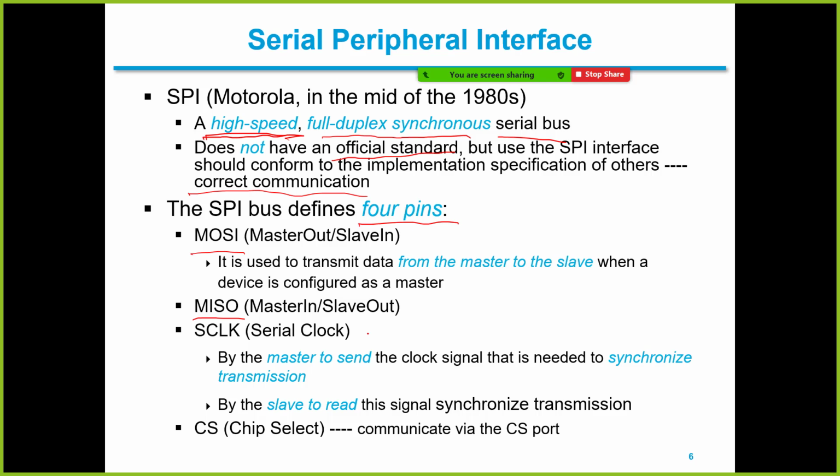It's transmitting data. And in order to let the master and slave work synchronously, we need a clock signal. So the pin for the clock signal is SCLK. This is the serial clock. It is sent by the master, and the clock signal is needed to synchronize transmission. That is to ensure the master and the slave are synchronous, with the slave reading this signal for synchronized transmission.